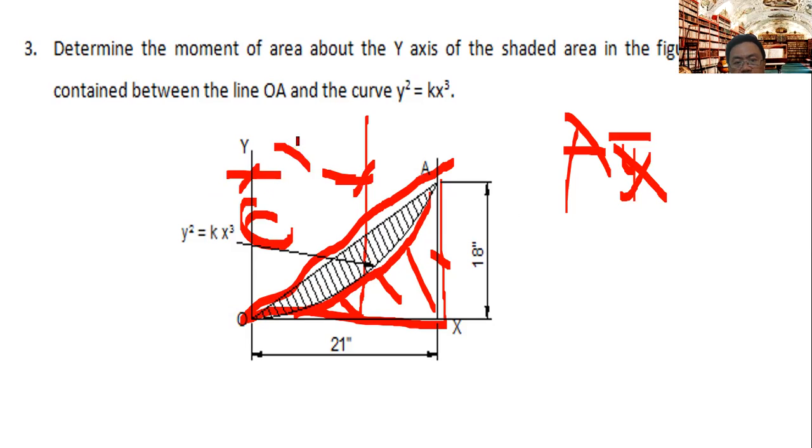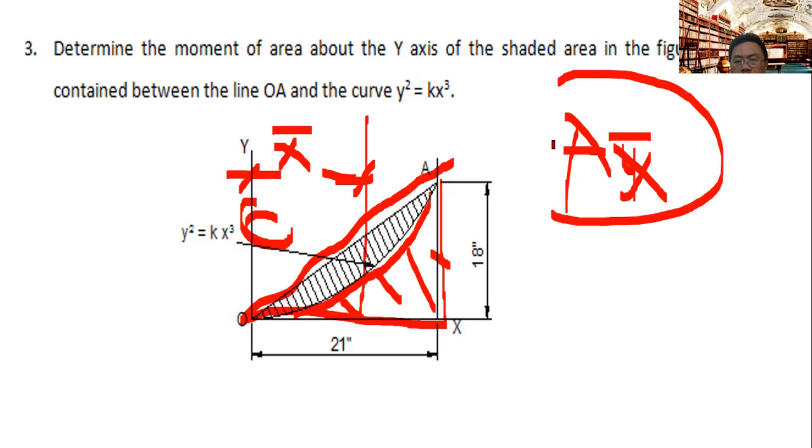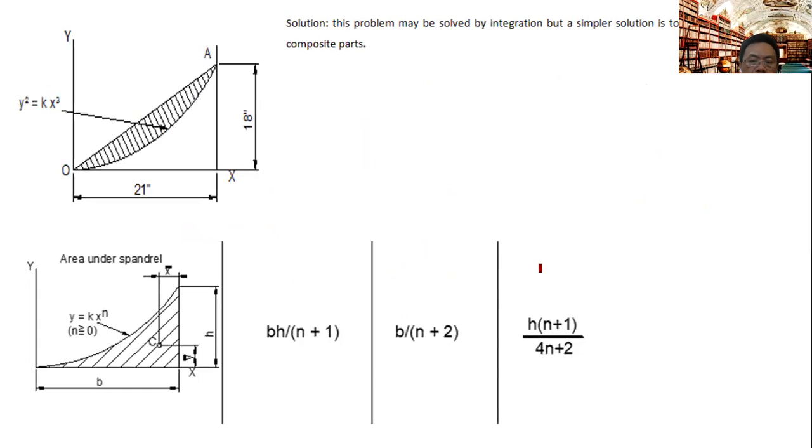Okay, so we are going to compute this part. This is the X bar. So we are going to identify this AX bar or the moment area. This is the lever arm and this one is the area. So we call this one moment area. So we recall this formula that I just discussed a while ago. This is for area, for x bar, and then for y bar.